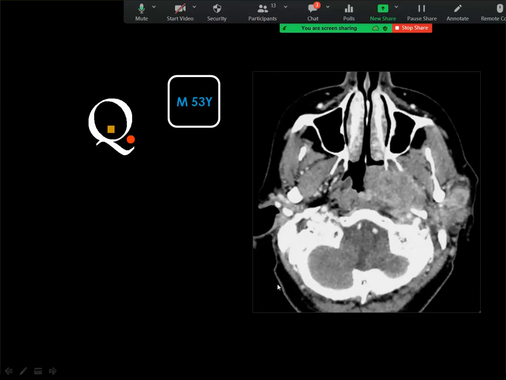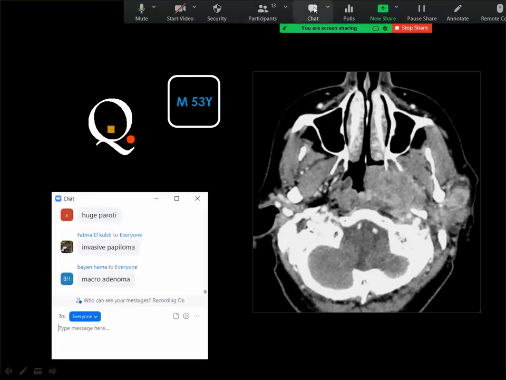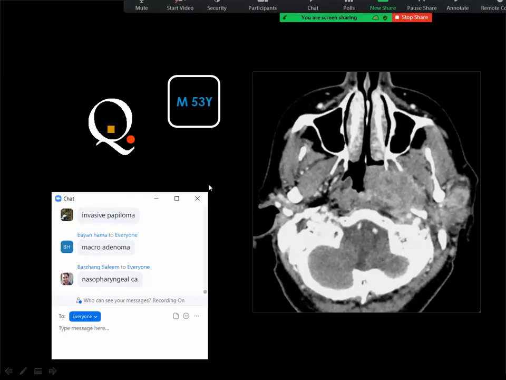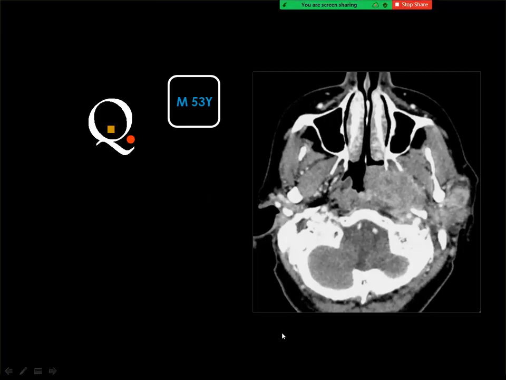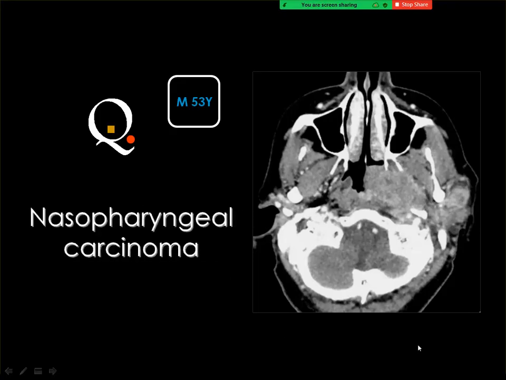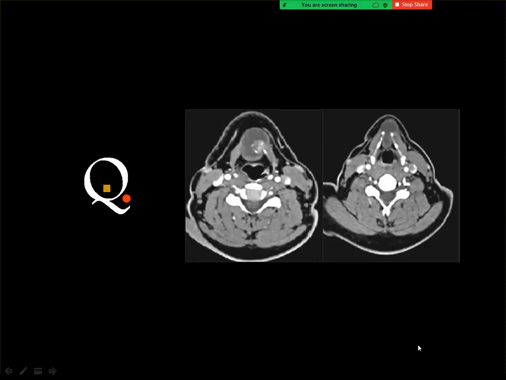And this is a CT of the nasopharynx showing, in a male patient, 53 years old. Yes, and this is a straightforward case of nasopharyngeal carcinoma. It is medial to the parapharyngeal fat, and is obliterating the fossa of Rosenmuller and the Eustachian tube. And this is a classic nasopharyngeal carcinoma.